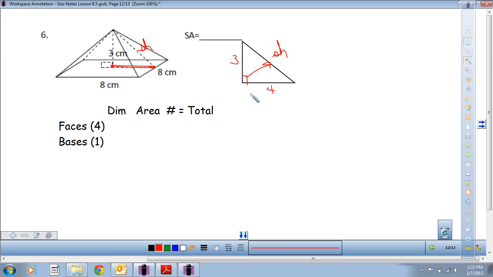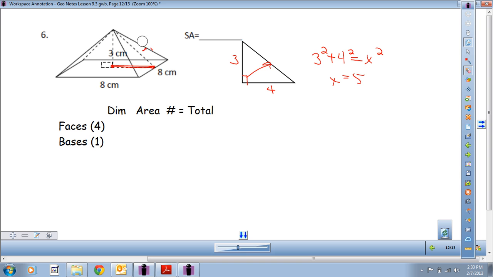Well, this one's short and sweet. You should know this one. We throw that in the Pythagorean theorem, 3 squared plus 4 squared equals x squared. That would be 25, and the square root is 5. So that slant height is 5. So we can go ahead and put that in our drawing now. That this would be 5, and this part would be 5.